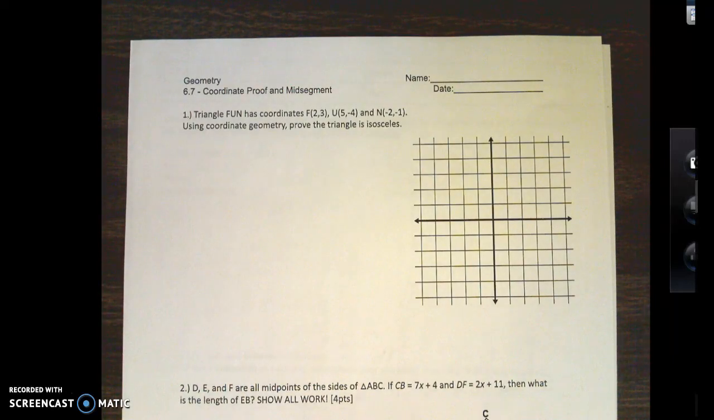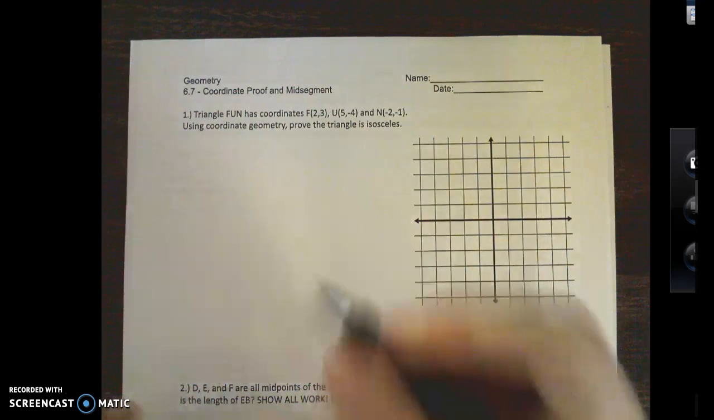So we are going to take a look at our final piece for triangles today. It's called coordinate proof and mid-segment. I know I mentioned before about two column proofs that we were going over them, you don't necessarily need to know them for the test. This, however, is very important. These are both right on the test, okay?